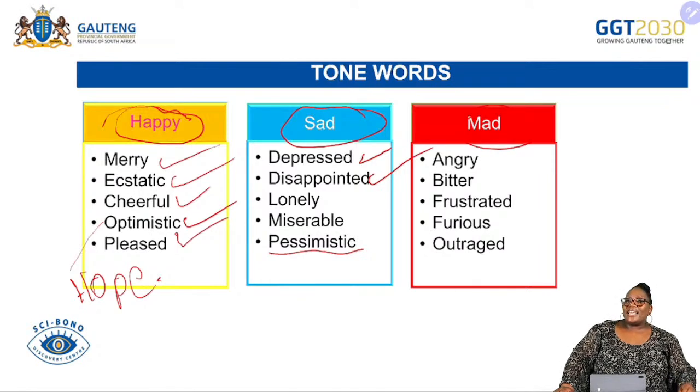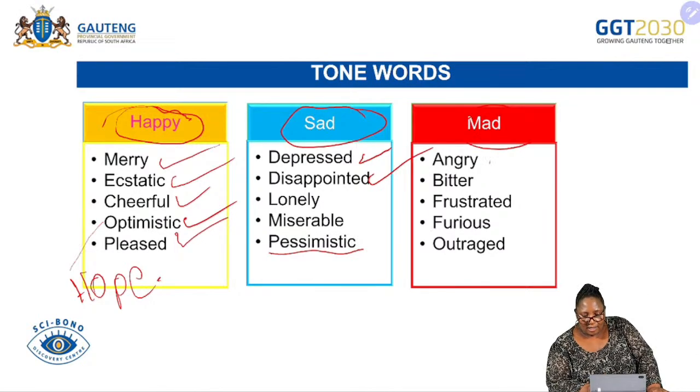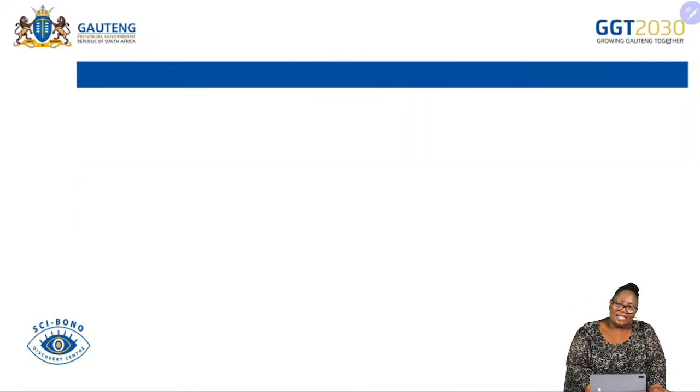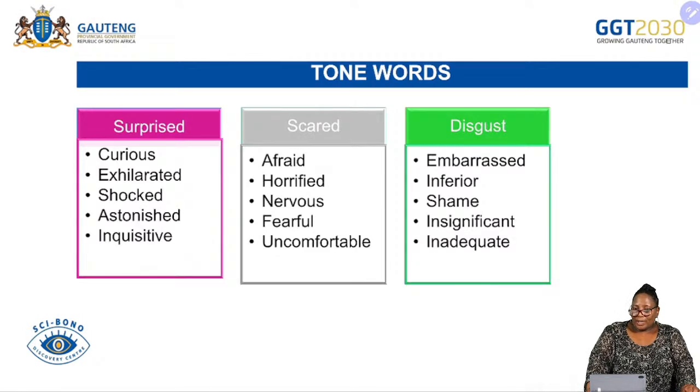When a person is mad about something, what does that mean? They are angry, bitter, frustrated, furious, outraged. Let's look at the next set of tone words.